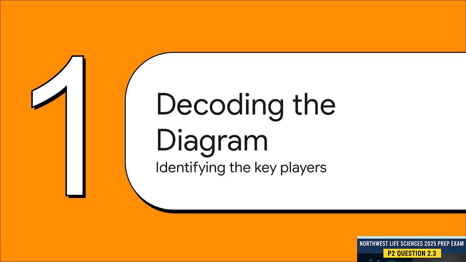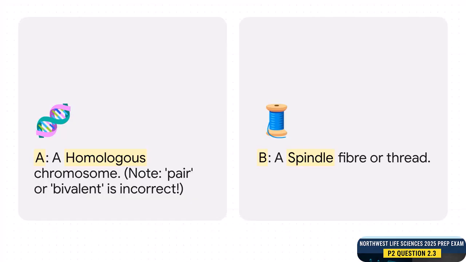Okay, first things first. We've got to know who the players are in this game, right? The very first part of the question asks us to name structures A and B. And trust me, getting these right is the foundation. Mess this up and the rest gets shaky, so let's lock this in. All right, let's get precise with the language here because that's where the marks are.